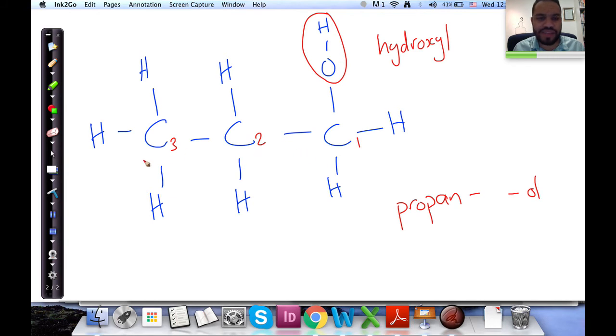So I first check the main chain, I see how many carbons there are, that's prop. Single bonds between the carbons, I append "an", and then I see that there's a hydroxyl functional group, so it's going to end in "ol" because it's an alcohol molecule, and that alcohol or hydroxyl functional group lies on the first carbon. So the example here is propan-1-ol. Okay, so that's the first basic example. We're going to do a few more.